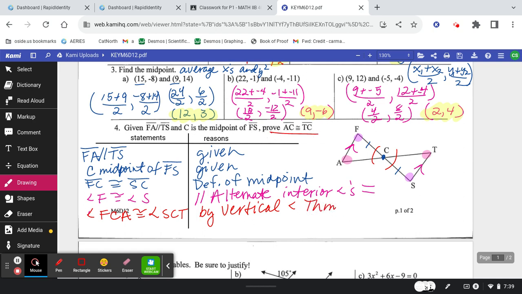Now I'm trying to prove that these two pieces are equal, so I'm going to do this by way of triangle congruency. And this whole time I'm doing this, I'm thinking, do I have enough for congruency? And I do. I've now got an angle, a side, and a vertical angle. So I can now state that triangle FCA is congruent to triangle SCT by angle, side, angle.